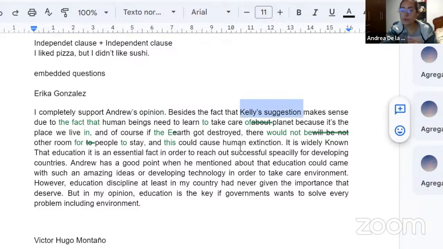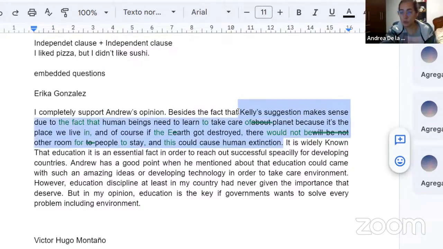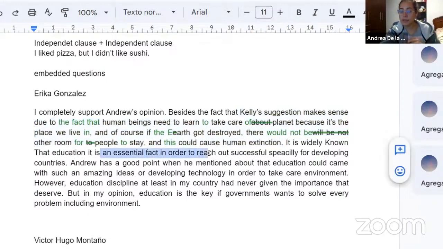I don't know. It's a little bit confusing. Here you have to summarize Andrew's point. You have to say, besides the fact that educating people now will, in the long run, benefit the environment too, it is also widely known that, and there you have to add your own reason, right? Which I think is this.